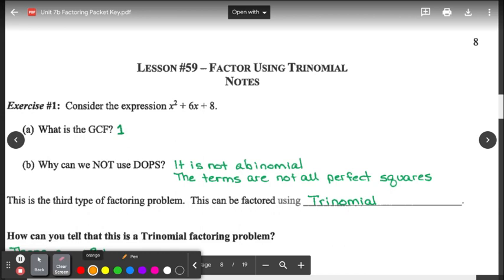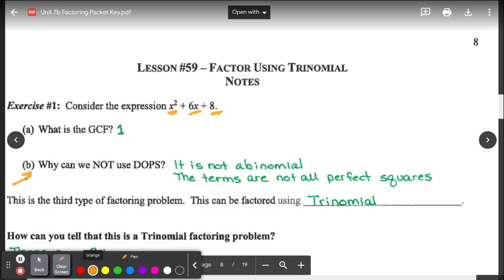So the GCF for all three of these, we have an x squared, a 6x, and an 8, is a 1. So we could say there's no GCF, but we really mean there's no usable GCF. So we can't factor using the GCF. And then in part B, we also can't factor using difference of perfect squares.